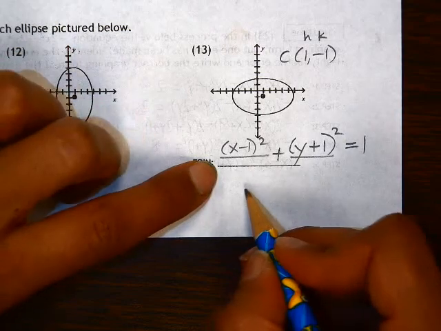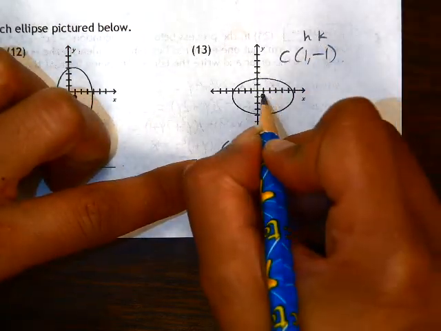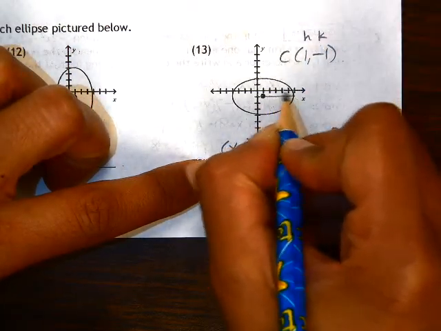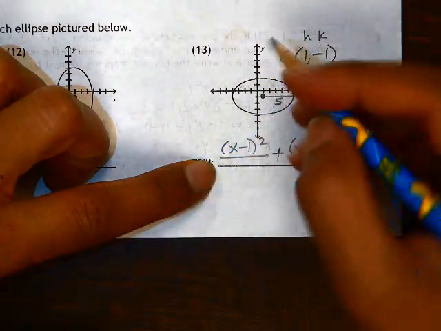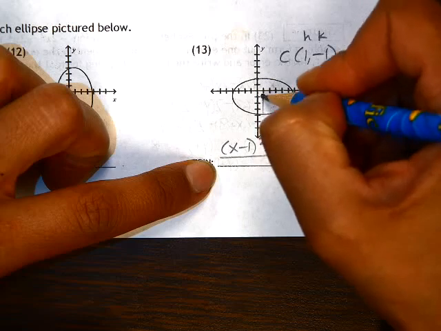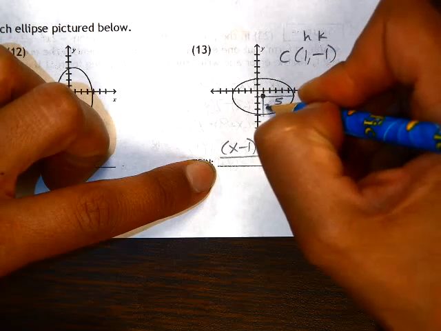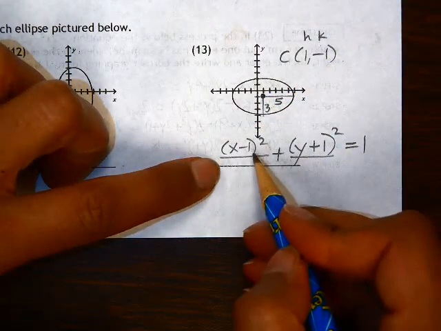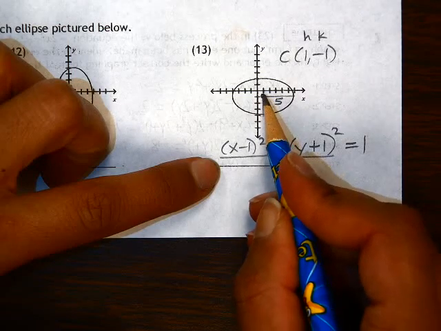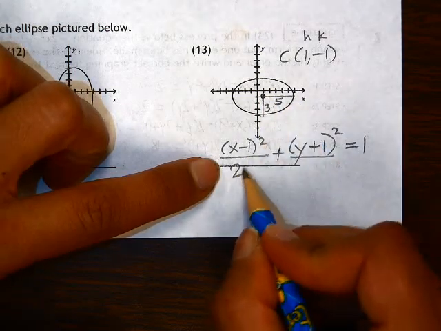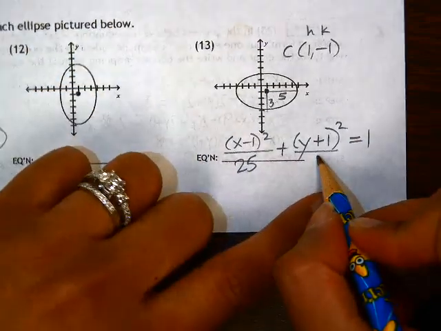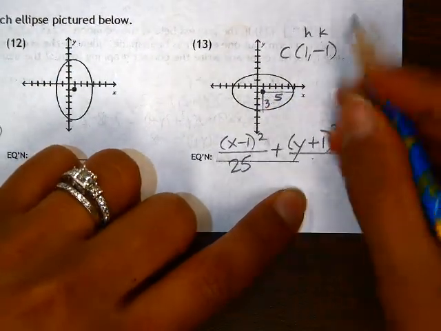Now the denominators, in the x direction from here to here, 1, 2, 3, 4, 5. And in the y direction from the center to the edge of the ellipse is 1, 2, 3. So under the x squared, we need to look at the distance in the x direction. So 5, but we need to square it, so that'll be 25. And in the y direction, 3 squared, which is 9.